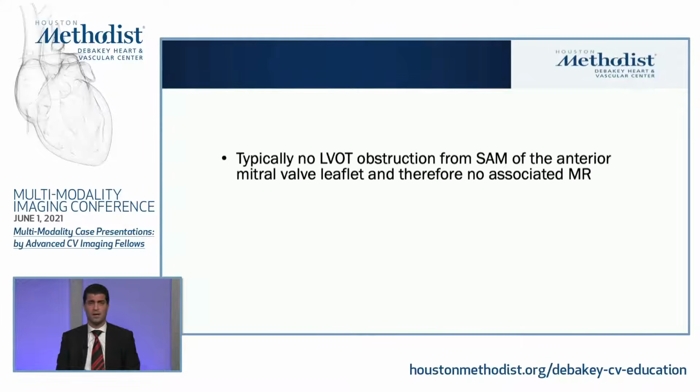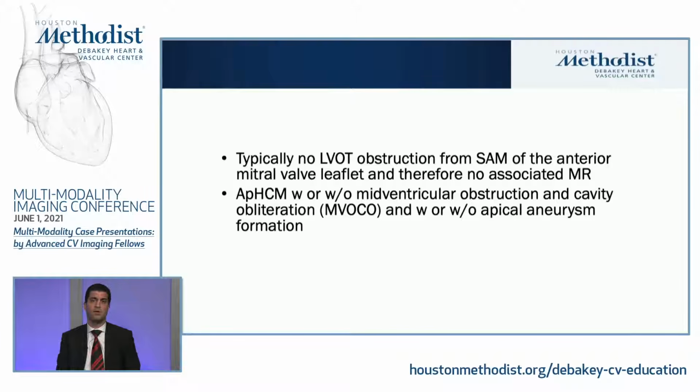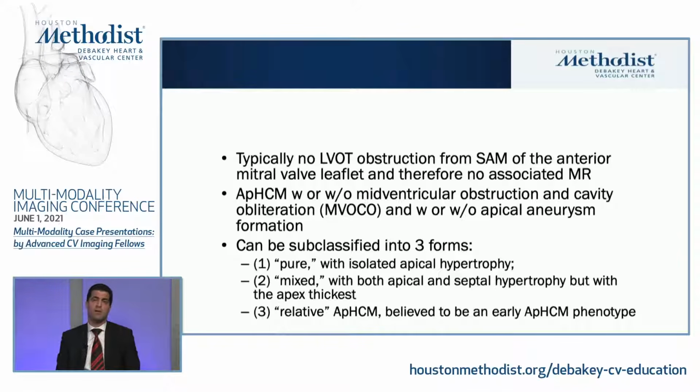echo or the MRI. Typically, because the hypertrophied segment is in the apex, there is no LVOT obstruction from SAM of the anterior mitral leaflet. There is no associated MR, or minimal. You can or cannot have mid-ventricular obstruction and cavity obliteration like this patient, with or without apical aneurysm formation, like this patient had, and it can be subclassified into three forms. One is if you have it isolated to the apex, it's pure; mixed if you have it with septal hypertrophy.